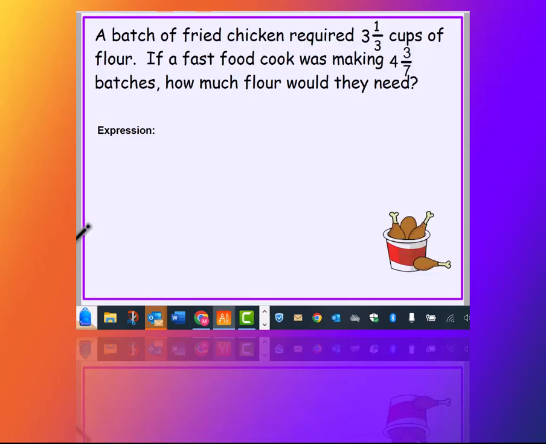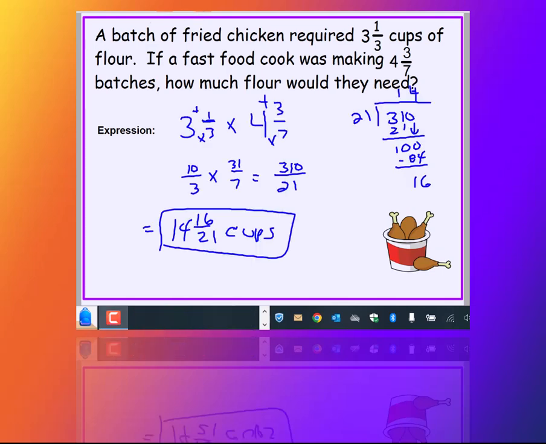Okay, last example. Go ahead and pause the video, do this on your own, then come back and check your answer. Okay, so here we go. It is a multiplication because we're trying to find out the total number of cups of flour needed. So 3 1/3, convert that to an improper fraction. Texas backwards, you get 10/3. And 4 3/7, converted to an improper fraction is 31/7. Multiply, get 310 over 21.